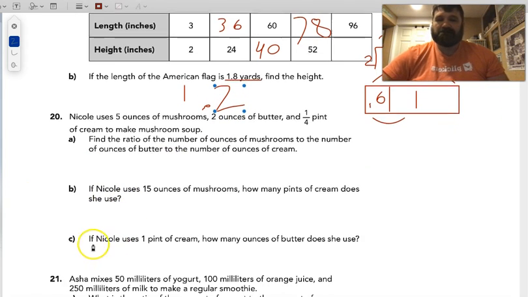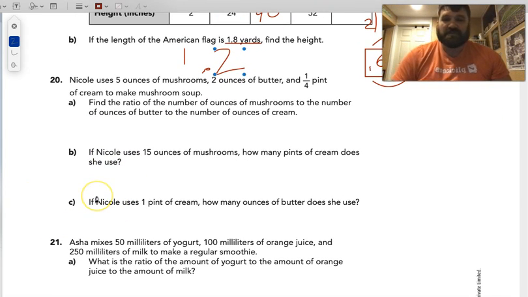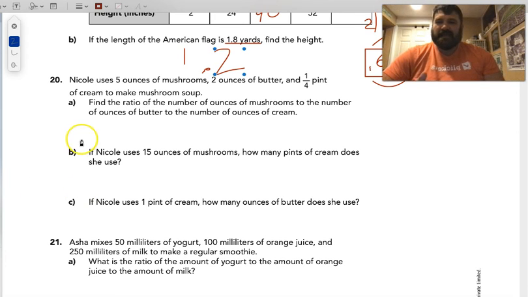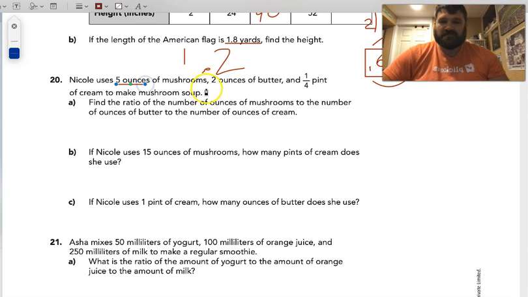Okay. Nicole uses 5 ounces of mushrooms, 2 ounces of butter, and 1/4 a pint of cream to make mushroom soup. I do love me some mushroom soup. Find the ratio of the number of ounces of mushrooms to the number of ounces of butter to the number of ounces of cream. Okay, you should be able to get that pretty easy, right? In order to do that, though, they all have to be the same. 5 ounces, 2 ounces, 1/4 of a pint.